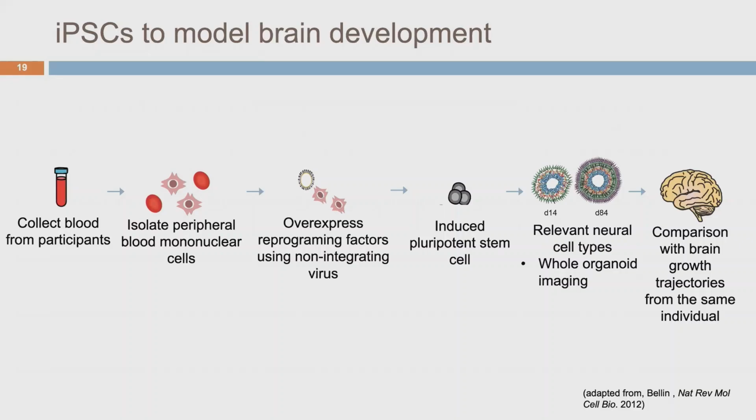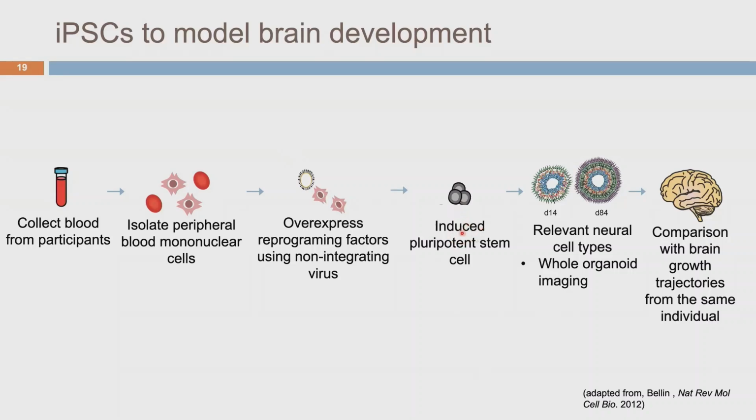And in this case, we are making cortical organoids from individuals of the Infant Brain Imaging Study, or IBIS, who have had MRI scans and behavioral measurements longitudinally since infancy. It's a very cool and detailed cohort. So from those individuals, we are acquiring blood samples, isolating peripheral blood mononuclear cells, overexpressing reprogramming factors to turn the cells back in time to an embryonic-like state, which is called an induced pluripotent stem cell.